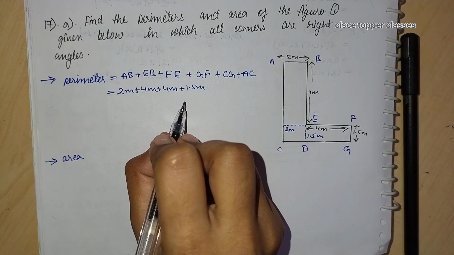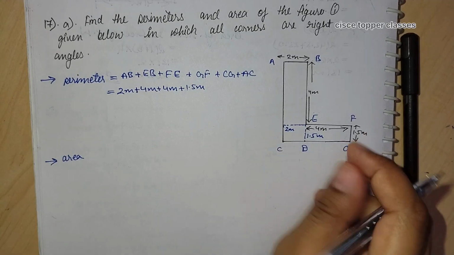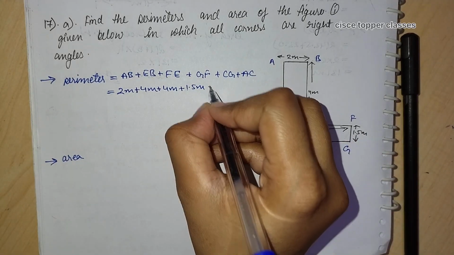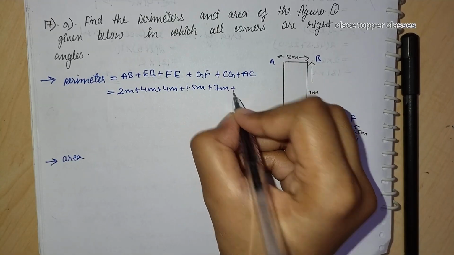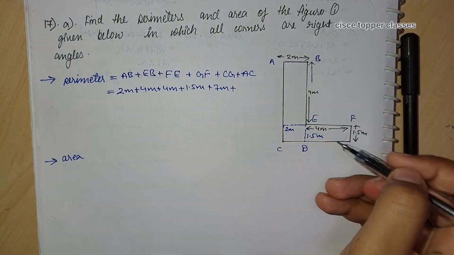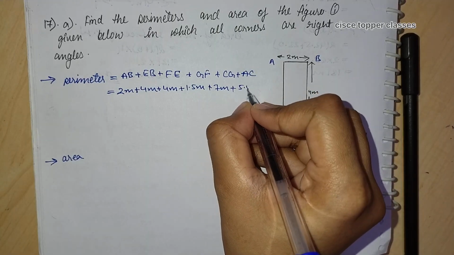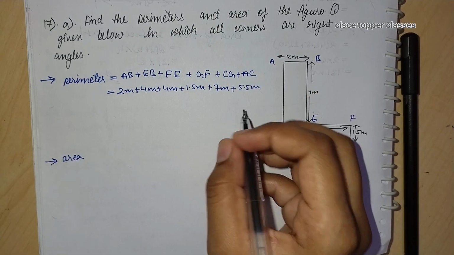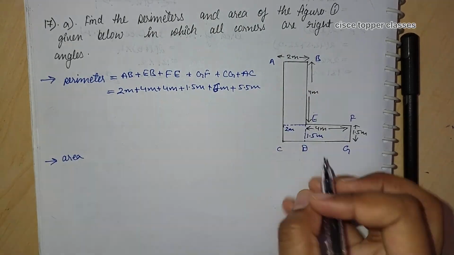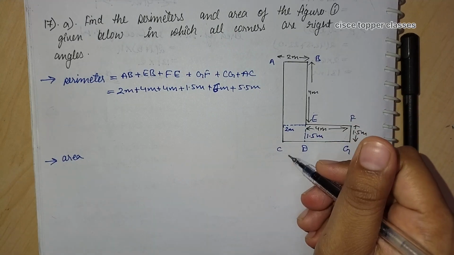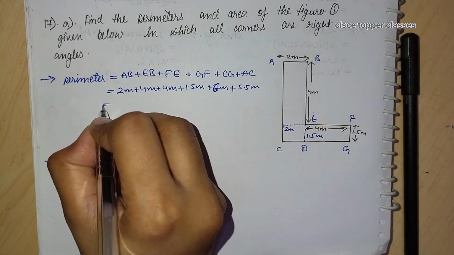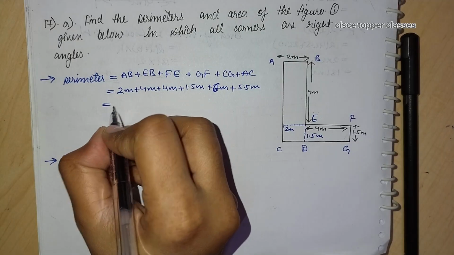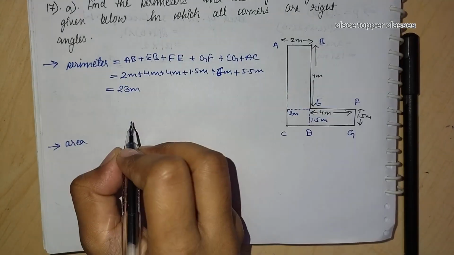CG here is, we can write, if we add this 4 meter and 2 meter, it will be 7 meter. So here we can write AC. Again we will add 4 meter plus 1.5 means 5.5 meter. Sorry, it will be 6 meter here, because CG is equal to the sum of 4 meter plus 2 meter. So this is 6 meter. Here we will add all these. So this will be 23 meter as the perimeter.